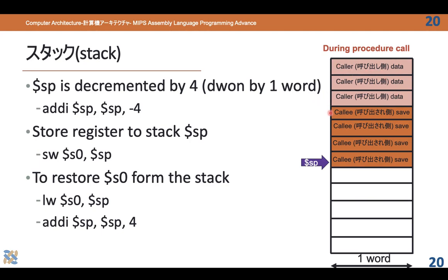Once the callee is used, the stack pointer changes the address of the stack pointer, and after that it must be updated. So this is what the stack looks like during the procedure call.